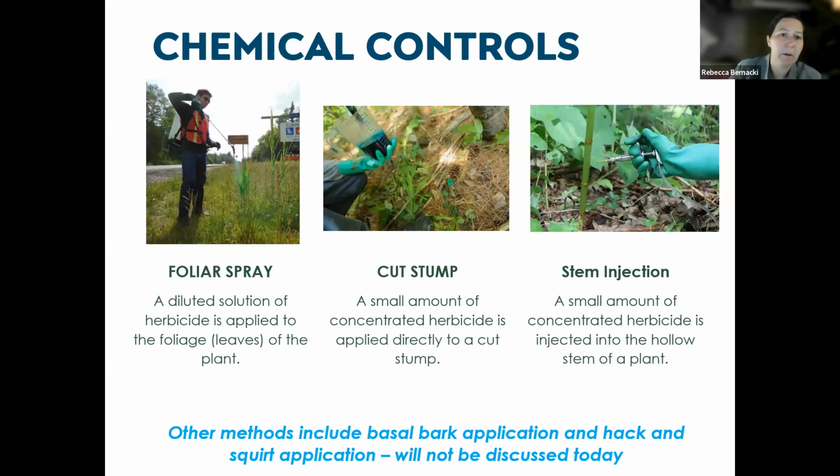We can also implement chemical controls. So the three we're going to talk about today are foliar spray, cut stump, and stem injection. The foliar spray is where we apply a diluted solution of herbicide to the foliage of the plants. A cut stump is where we cut an invasive species off at the stump, and we apply a small amount of concentrated herbicide directly to that cut stump. And finally, a stem injection is where we use a small amount of concentrated herbicide and inject it into the hollow stem of a plant. Other potential methods include basal bark application and hack and squirt applications, and those will not be discussed today, but they are tools in your toolbox.